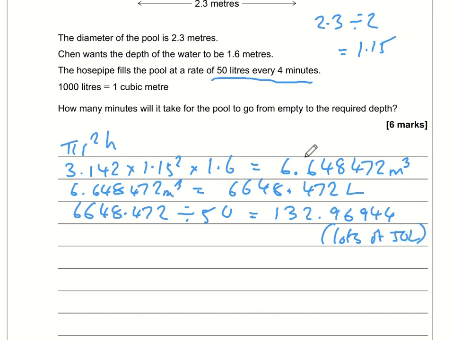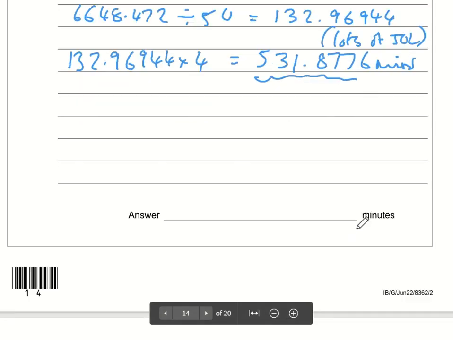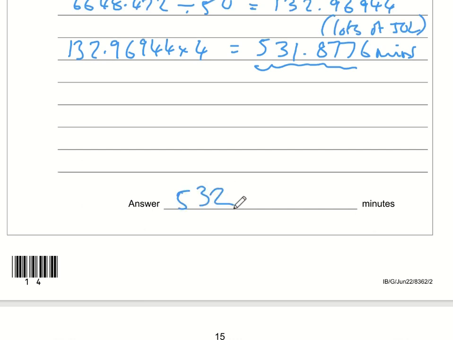So if it's 50 litres every 4 minutes and we have 132-ish lots of 50 litres, then I need to multiply this figure by 4. So 132.96944 multiplied by 4, and that comes to a total of 531.876 minutes. I was surprised that you've not been asked to turn that into hours, but that, or an answer close to that, is what is required here. So let's just maybe call that 532, shall we?